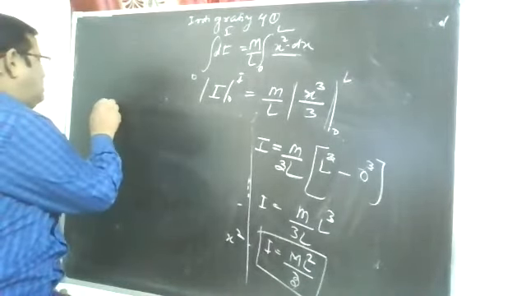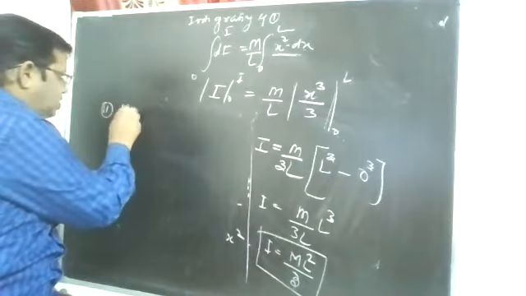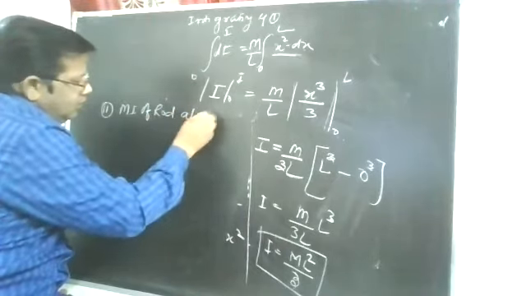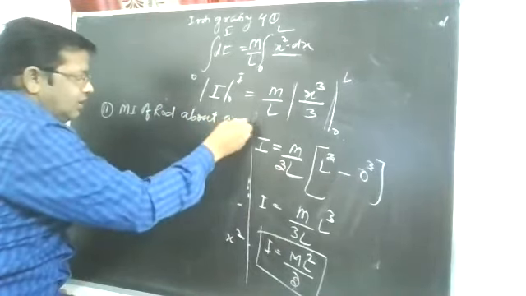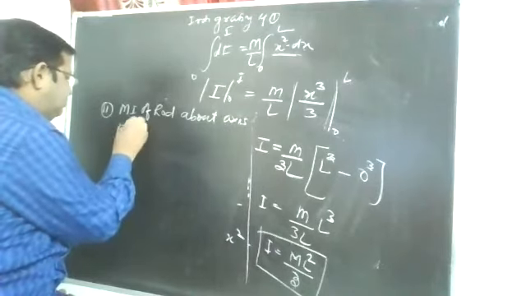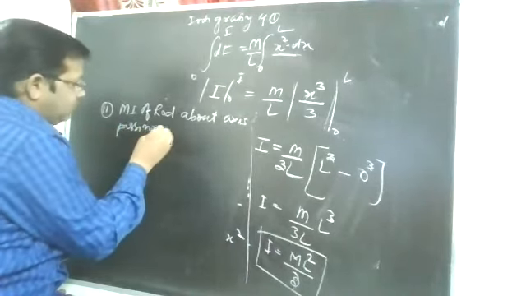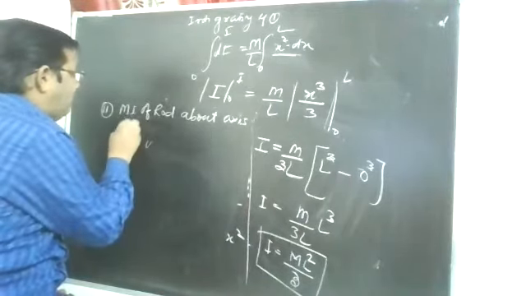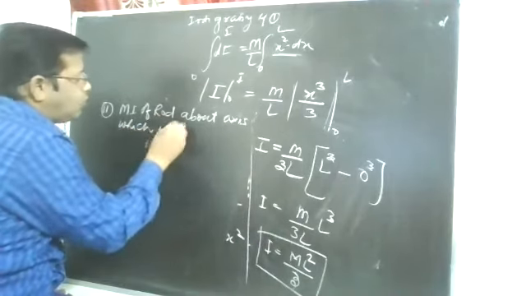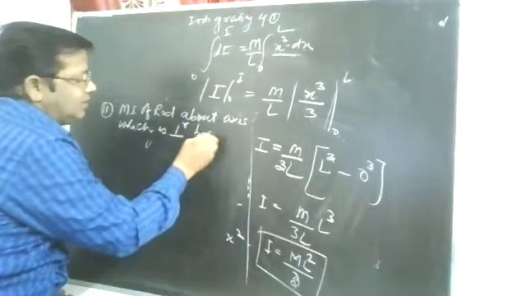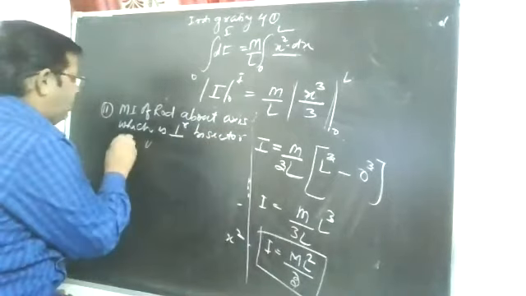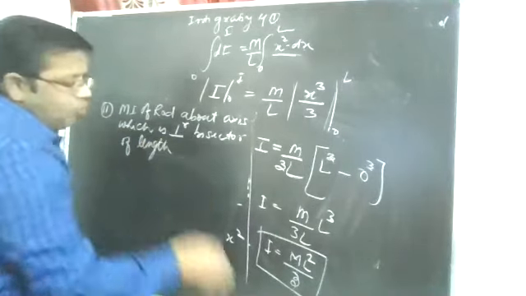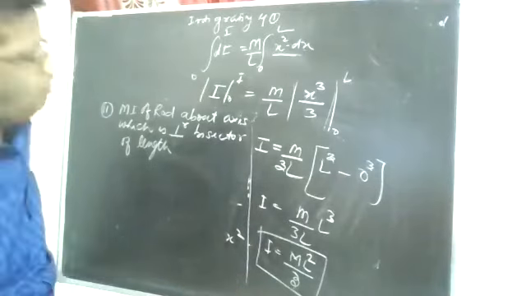In the second case, the moment of inertia of the rod about the axis passing through, about the axis which is the perpendicular bisector of its length, the perpendicular bisector of length.